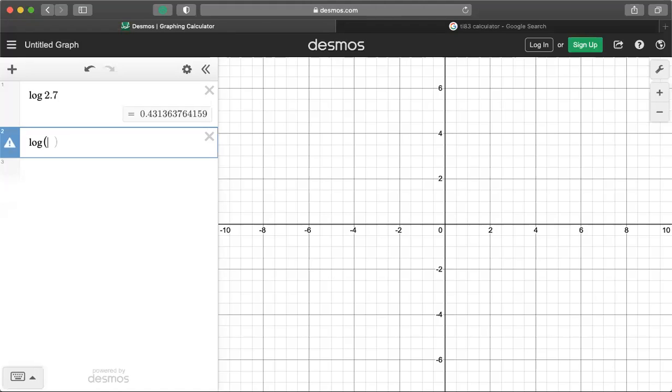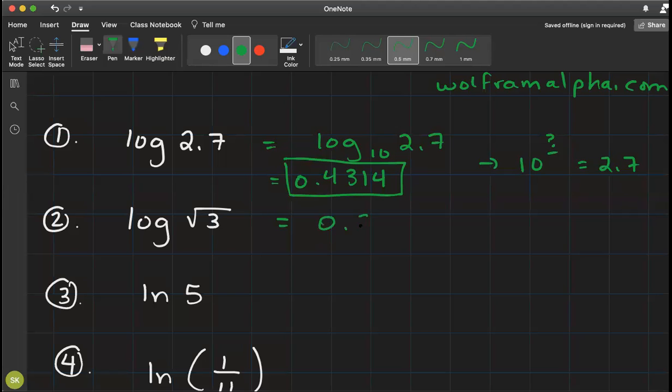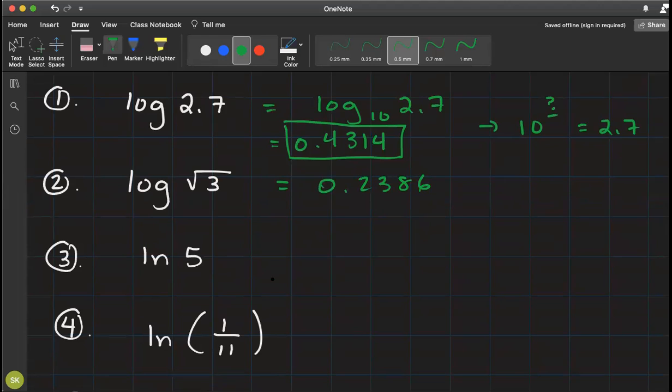So how I write square root, you just can type SQRT and you'll get the square root of 3. And you see that we get 0.238. I'm just going to round it to 0.2386. So that'll be our answer. Let's type that in. So this is 0.2386.